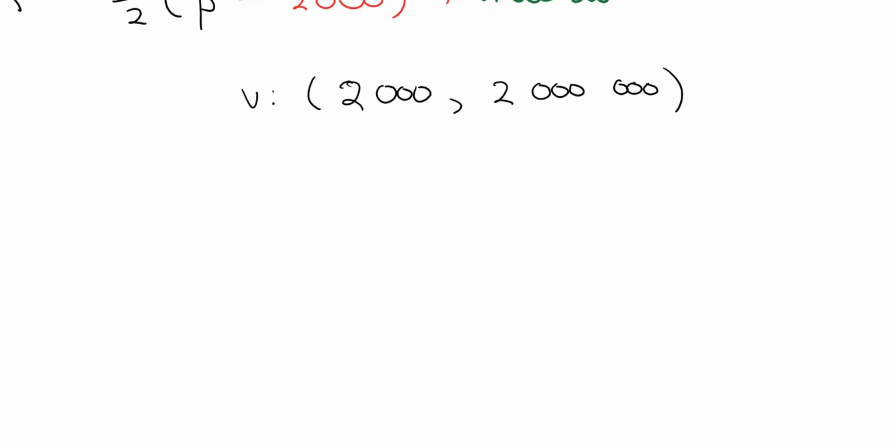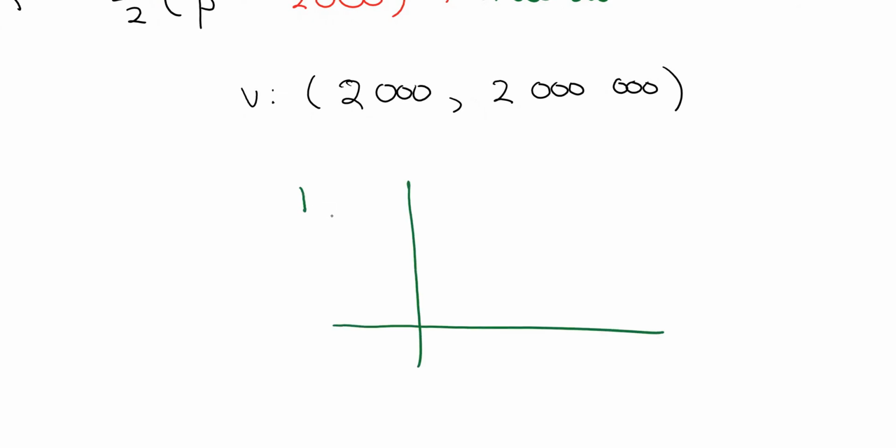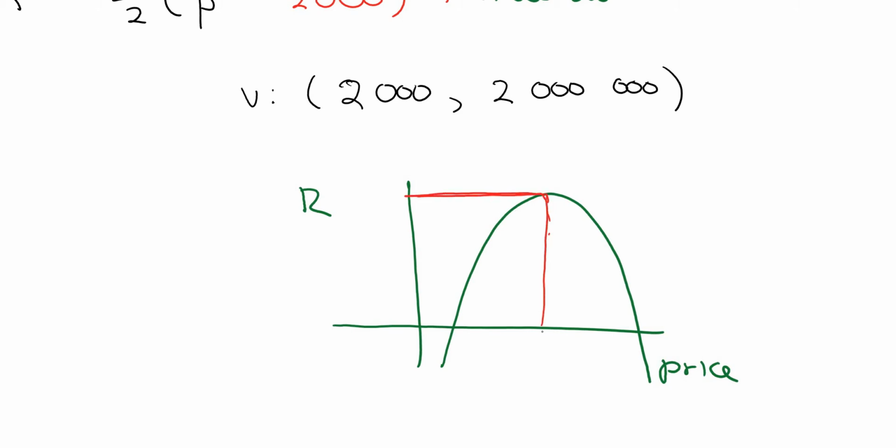And once again, if you had to do a very light sketch of this, remember the y-axis is revenue, the x-axis is price. And here's your parabola. And if I went down here, this is the vertex right here. This is the 2,000. So if you charge $2,000, you get a maximum revenue of 2 million over here on the side.